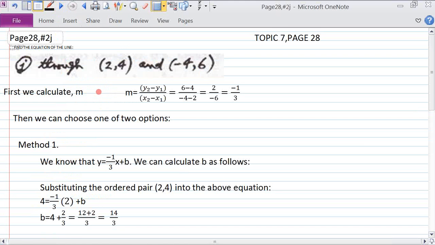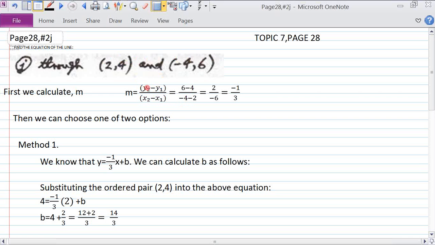Now, 2J, in this particular case, we are asked to find the equation of the line through (2, 4) and (-4, 6). So again, the very first thing: we're given 2 points. When we're given an ordered pair, the first thing we do is calculate the slope.